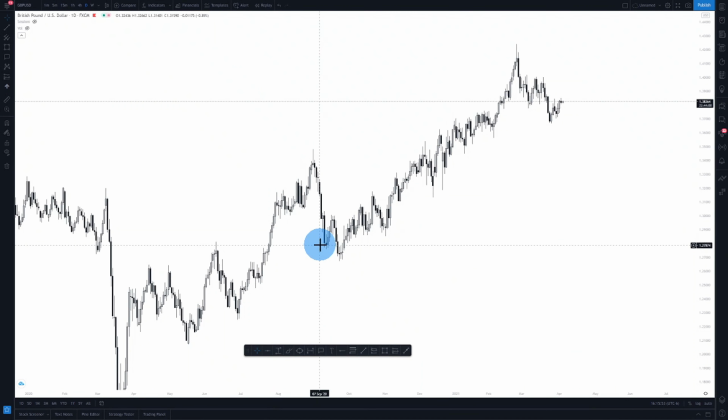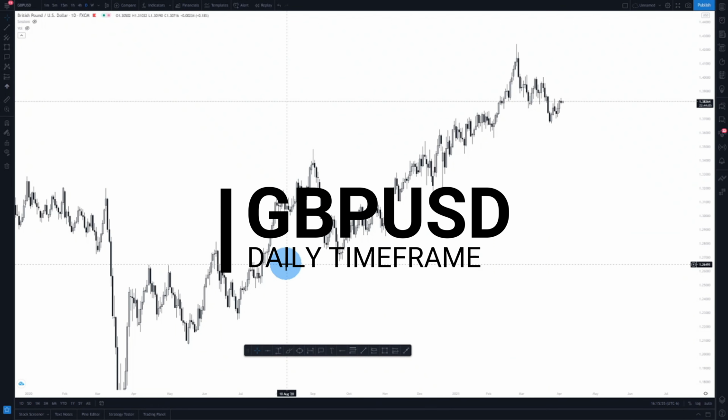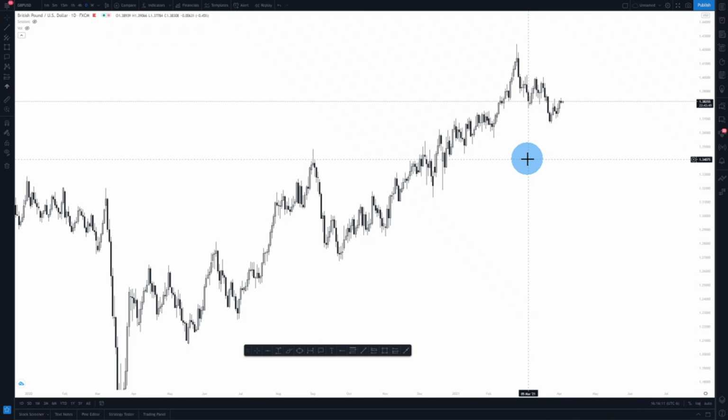Okay guys, so now we're looking at GBPUSD on the daily time frame. As you can see, we have bullish momentum over here on GBPUSD. One thing I want to tell you is that I love using USD pairs, because they are more active, mostly when trading or analyzing this way. And I also like to take trades on the London and New York sessions.